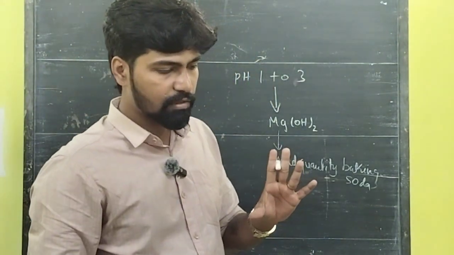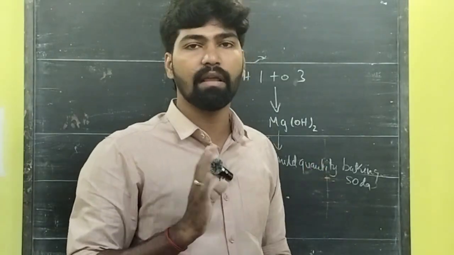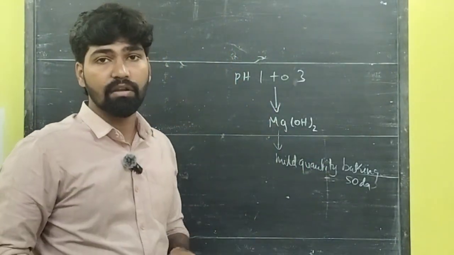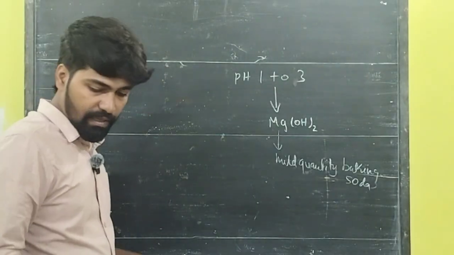What you have to do is take a glass of water, add a pinch of baking soda and drink it. Okay, what will happen? It will reduce the acidity level in your stomach.